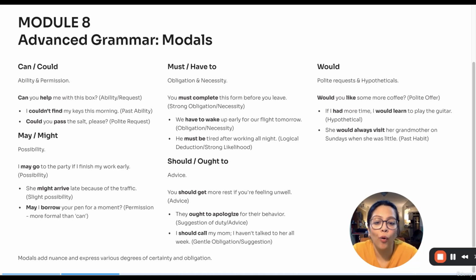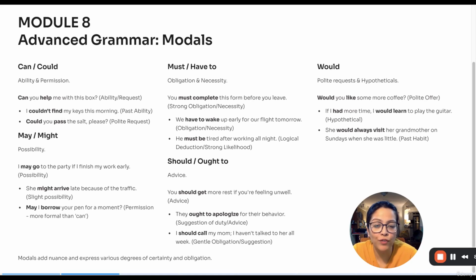Next is should and ought to. Should and ought to both are used for advice. You should get more rest if you're feeling unwell. It's an advice. They ought to apologize for their behavior. Suggestion of duty or advice.